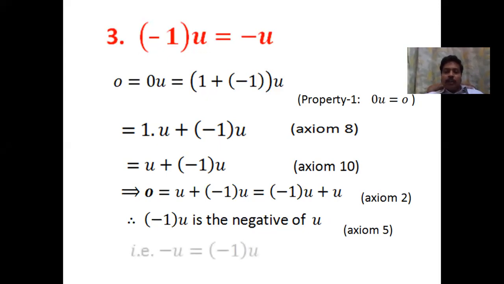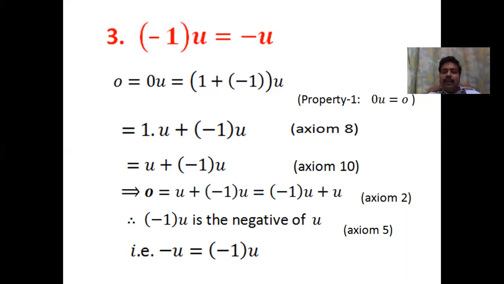Minus u is the symbol for the negative of u. So we can conclude that -u is equal to (-1) times u. This is our third property. So hereafter we can easily convert (-1)u to -u without any hesitation. This is more important in vectors also, and it holds in vector spaces.